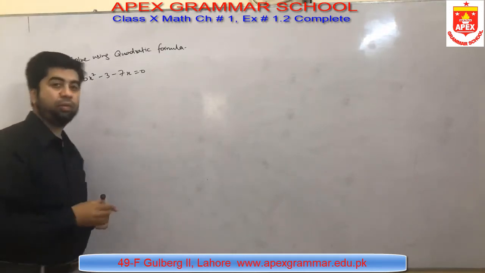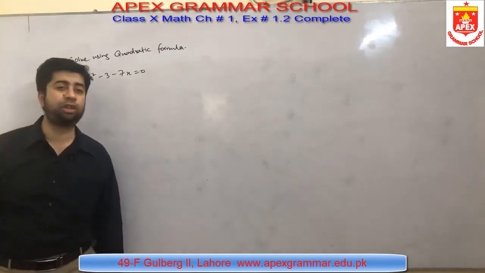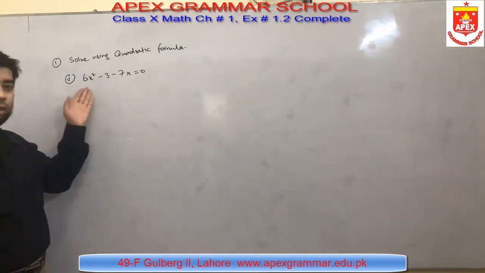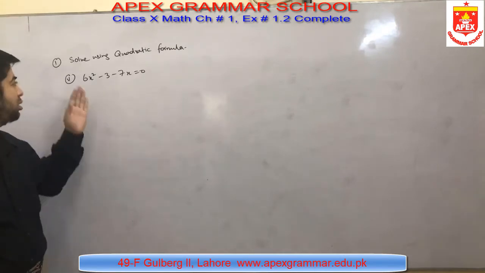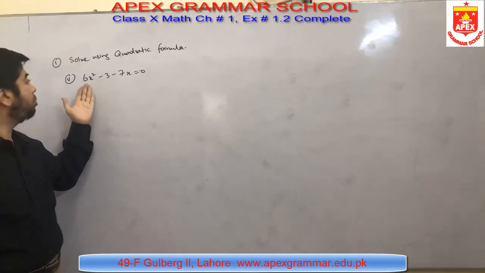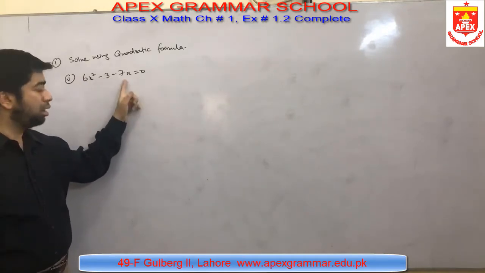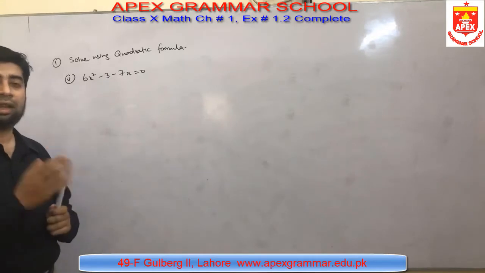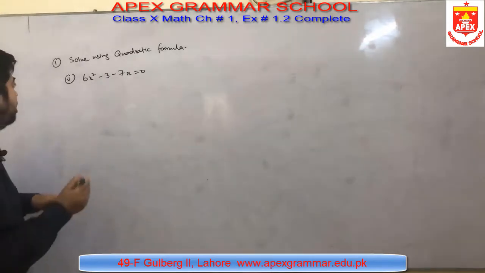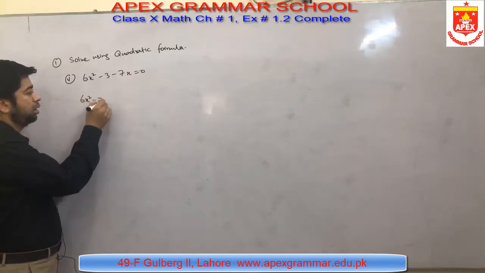one thing you have to be very careful about. This is a quadratic equation, yes, but this is not in the general form. You see what the difference is? 6x square, after that we need x raised to power 1, but after that we have minus 3, and in the end we have minus 7. So just arrange it in the general form of a quadratic equation, 6x square minus 7x and minus 3.